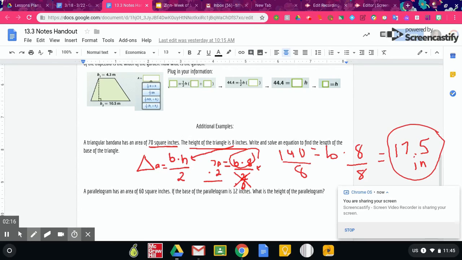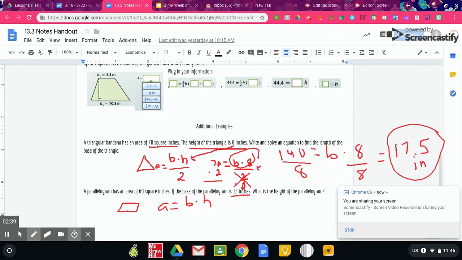Next one, a parallelogram. So that's this shape. It's like a pushed over rectangle. And the area formula is base times height. It's really sloppy. The parallelogram has an area of 60 inches. If the base of the parallelogram is 12, what is the height?